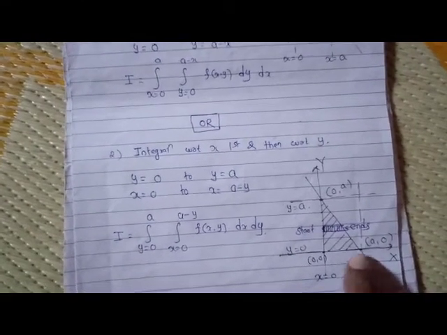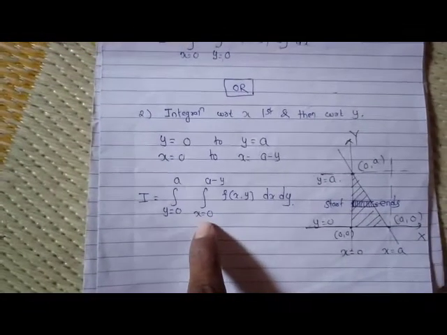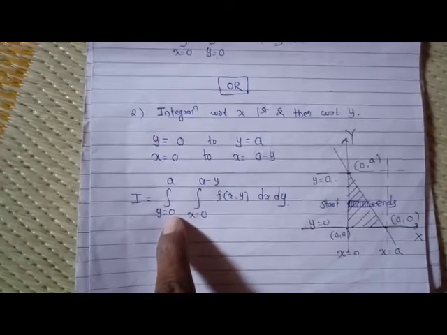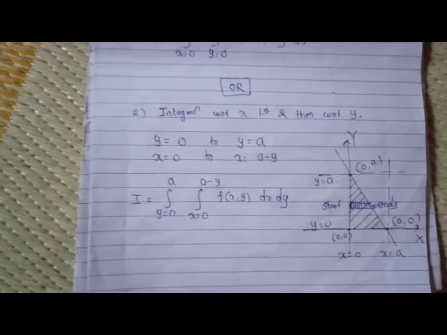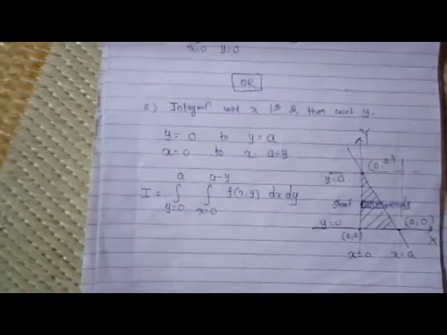So what is the value of x from there? a minus y. Therefore the limits are like this: x equal to 0 to x equal to a minus y, y equal to 0 to y equal to a. This will be more clear from the next few examples.